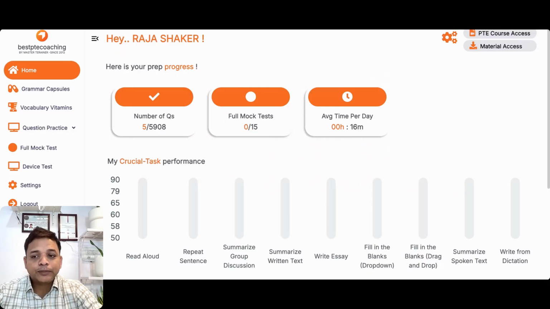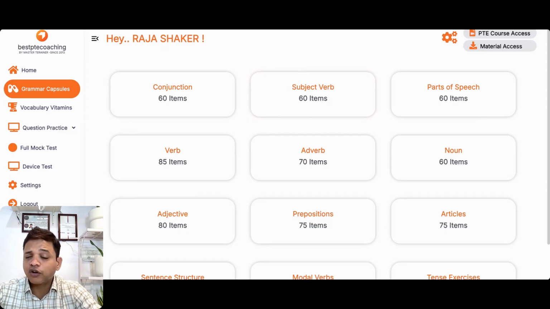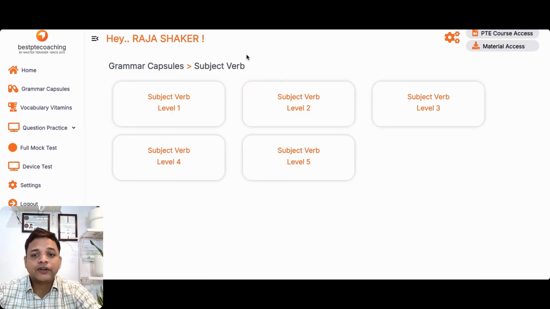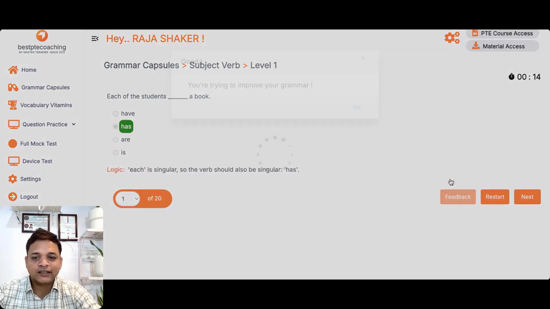But if you have fundamental grammar problems, those people who are frequently going wrong with grammar, despite proofreading, and still grammar errors are happening, you can work on these things. Let's say subject-verb agreement is common feedback from the AI. We have created a 5-level exercise for subject-verb agreement. What you have to do is simply start working on this. Each of the students blank a book, basically. Have a book, has a book, are a book, is a book. Maybe each is what, singular. So you select has and click feedback.